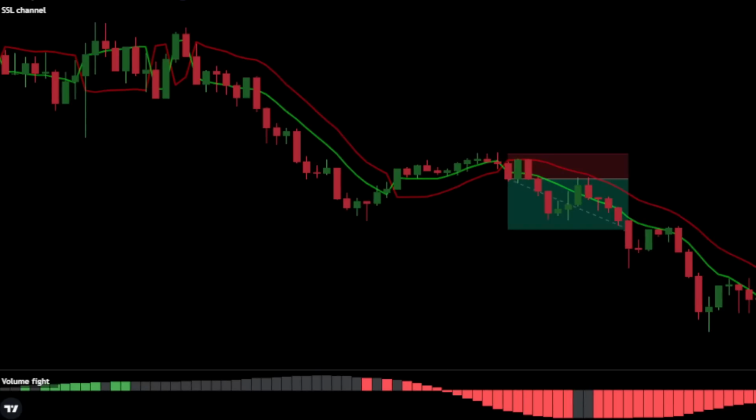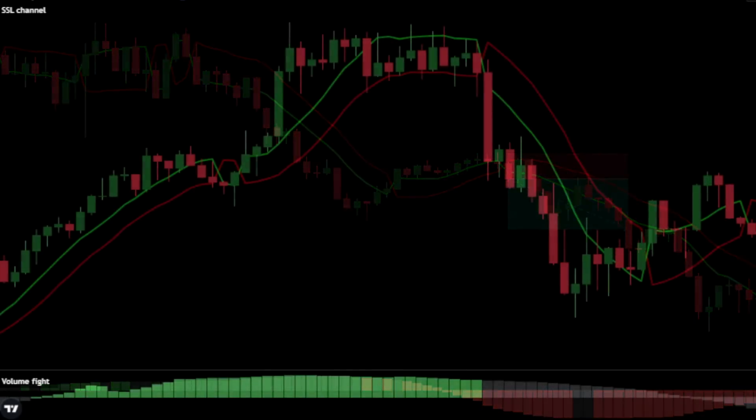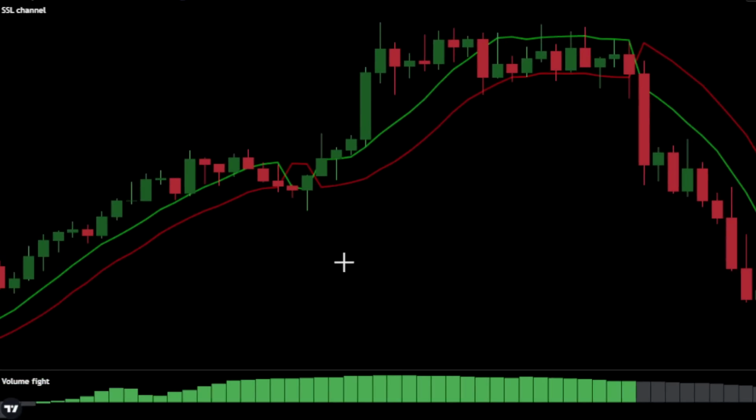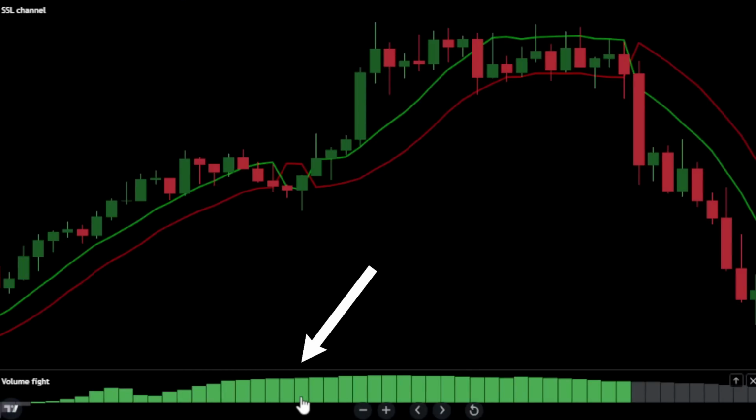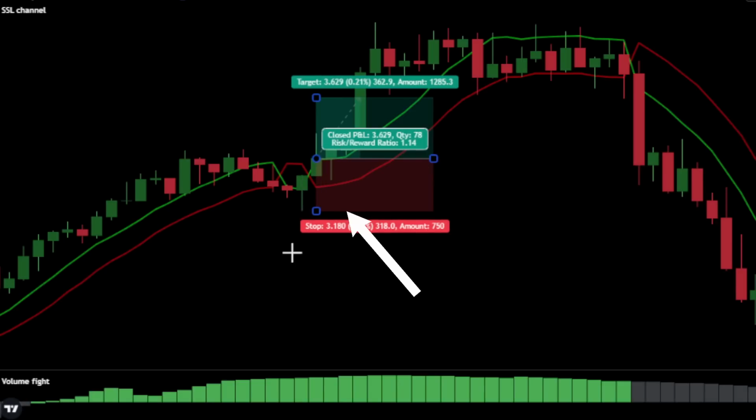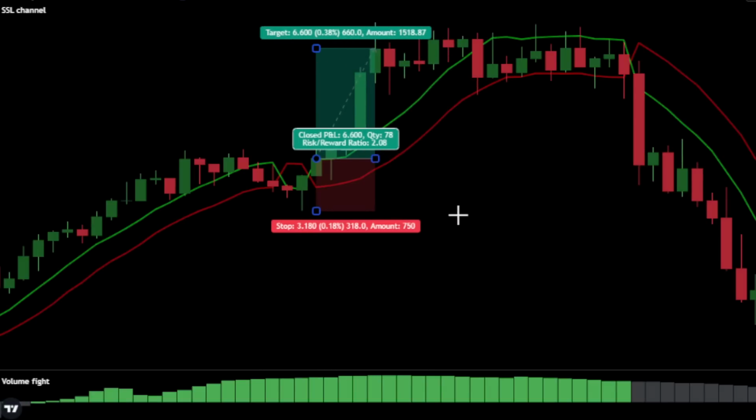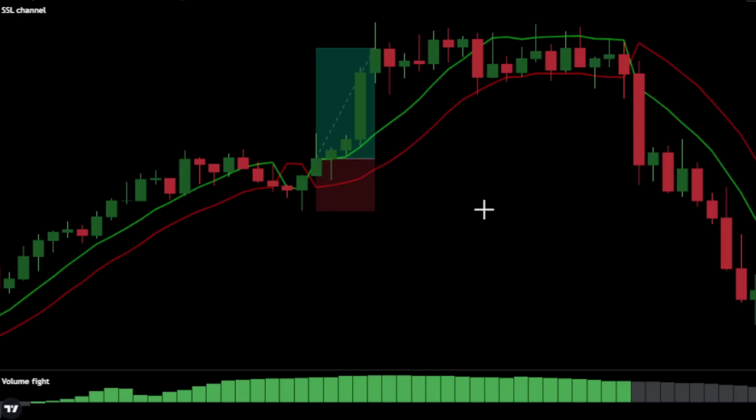Now we will see another long trade example. Here is the example of a long trade. We look for the volume fight to be showing an upward trend. This is seen when the columns are green. And then to confirm the long trade we would look for an upward cross on the SSL channel. We then place the stop loss at the nearest swing low and set the take profit at a risk-reward ratio of 1 to 2. And we see that this trade was a winner.